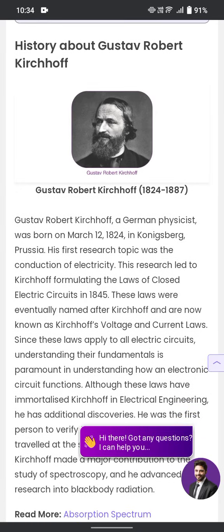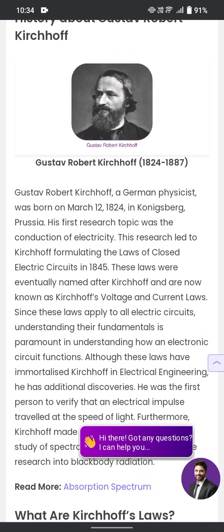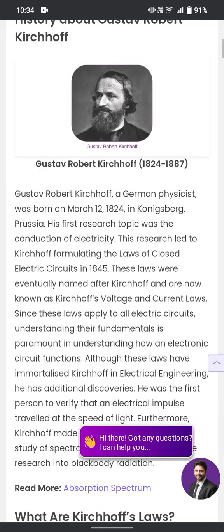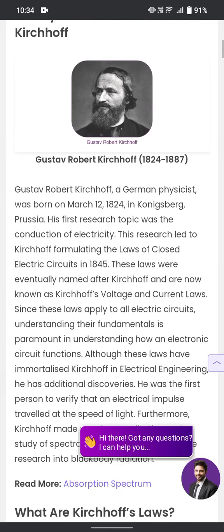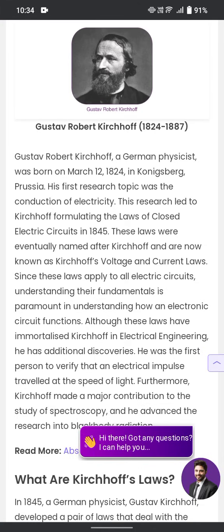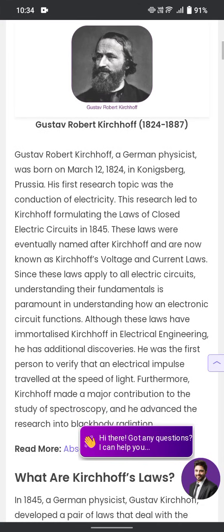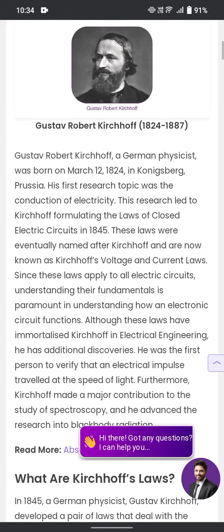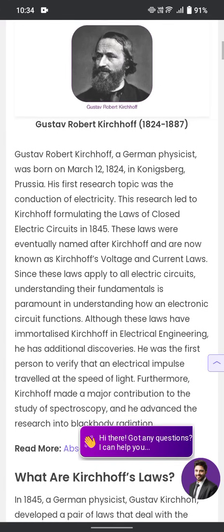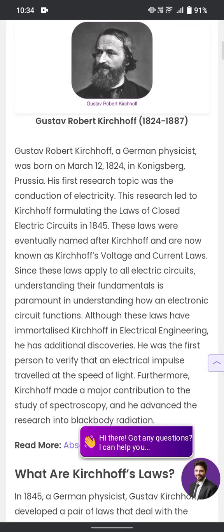Gustav Robert Kirchhoff, a German physicist, was born on March 12, 1824, in Königsberg, Prussia. His first research topic was the conduction of electricity. This research led to Kirchhoff formulating the laws of closed electric circuits in 1845. These laws were eventually named after Kirchhoff and are now known as Kirchhoff's voltage and current laws.